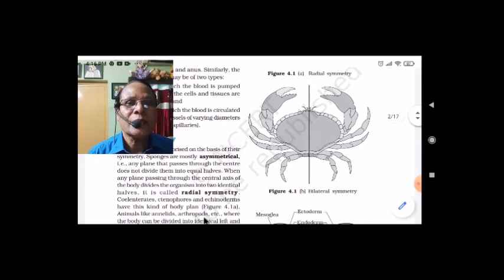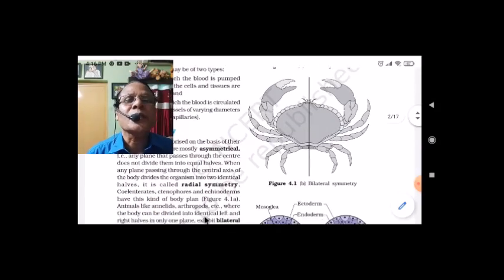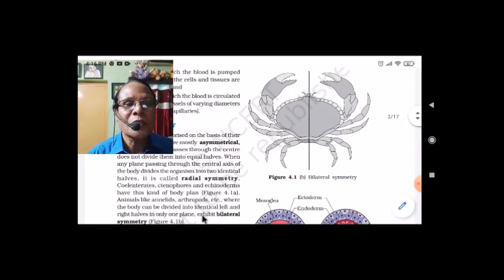Now, in higher animals like annelids, arthropods, mollusks, and also non-chordates like hemichordates and chordates, the body is divided into two equal halves, right and left, when a plane of symmetry is passing through the central axis, which divides the body into identical left and right halves.